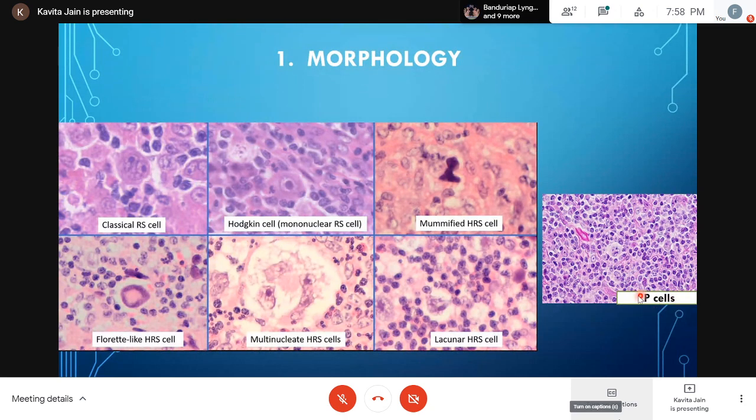Now, LP cells resemble what we must have heard called popcorn cells. They resemble the exploded kernel of corn, and they are multilobated with small prominent nucleoli. Again, neoplastic cells are 0.1 to 10% of the cellular infiltrate.